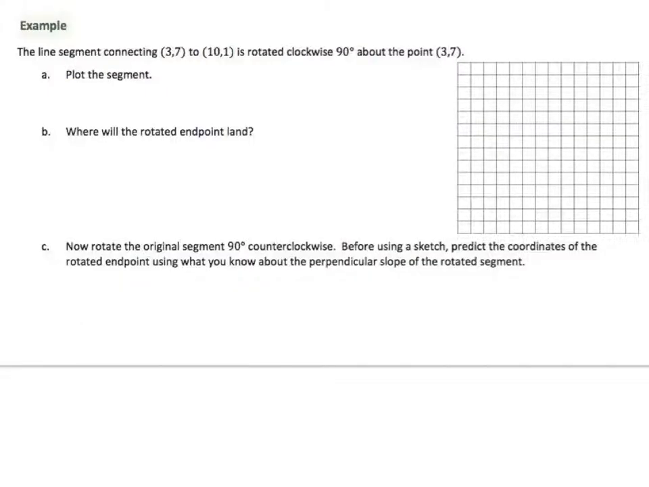Example: the line segment connecting 3,7 to 10,1 is rotated 90 degrees about the point 3,7. So let's plot that segment. So I plotted the segment. We're rotating clockwise 90 degrees, so we're going this way. We're rotating about this point. So where will the rotated endpoint land?